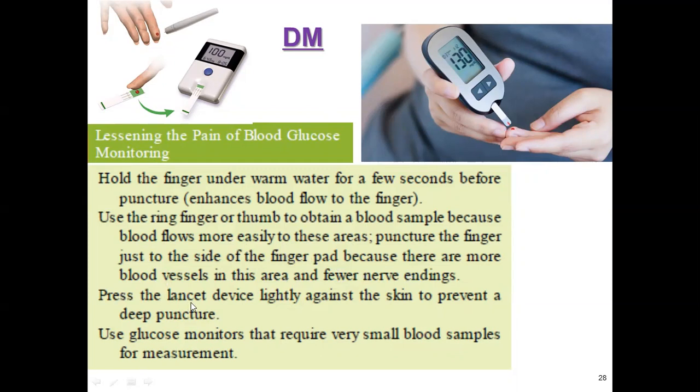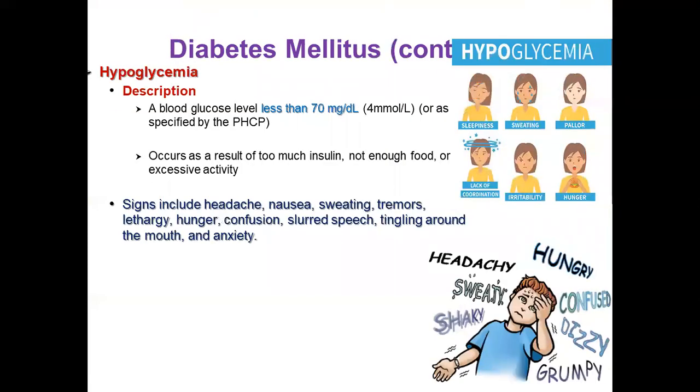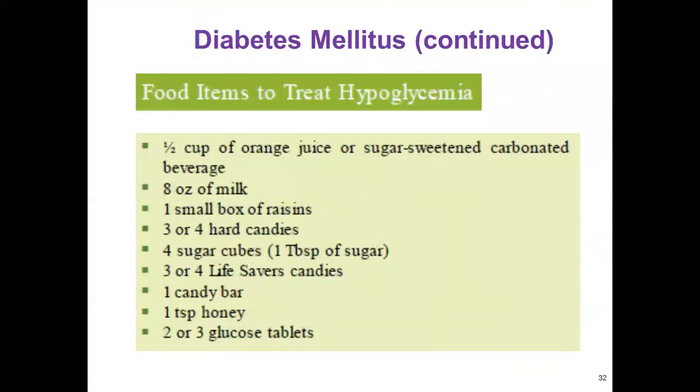Press the lancet. This is the needle, or lancet. This is the tip of the lancet. Hold the device lightly against the skin to prevent a deep puncture. Use a glucose monitor that requires a very small blood sample for measurement. Now, a little bit about urine testing, right?